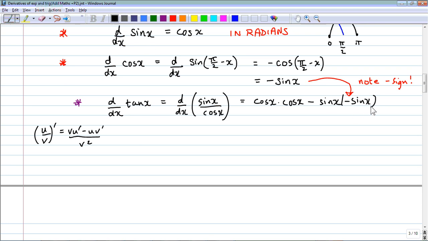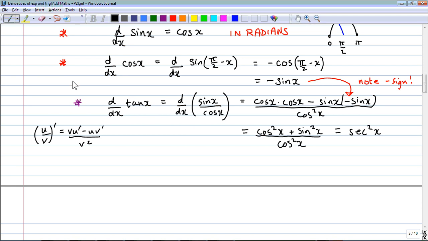Now all of this has to be divided by what? Divided by v squared, which is cos squared x. Well, that's equal to cos squared x plus sine squared x, minus minus there, divided by cos squared x. Well, this is just 1, so this is secant squared x, which is 1 over cos squared x. So that's the derivative of tangent x. That's our third main result today.